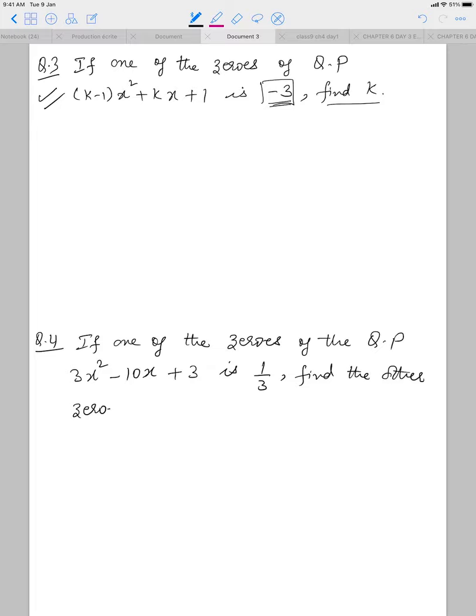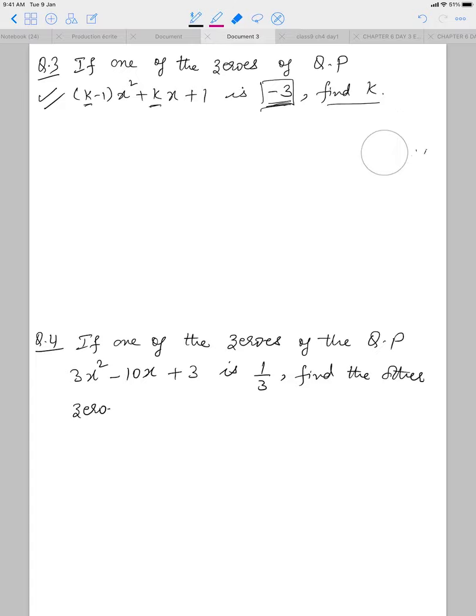We could have used sum of the zeros and product of the zeros, but here the missing term k is there, so it is of no use writing down the sum and the product. So we will use the basic definition of the zero of a polynomial. The basic definition is, if I say x equal to 2 is a zero of the polynomial x square minus 4x plus 4, then if I put the value x equal to 2 in the given polynomial, it should reduce to 0.